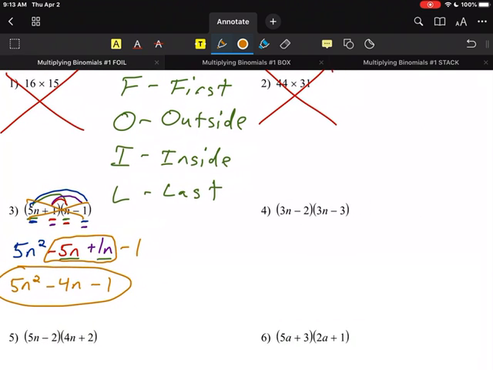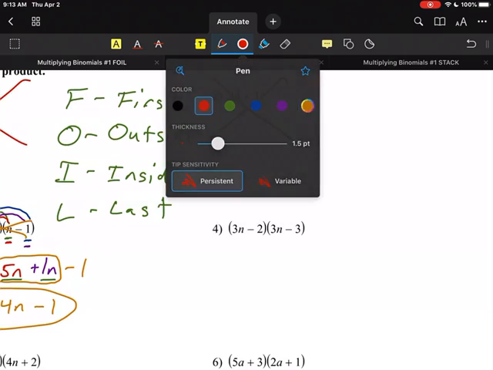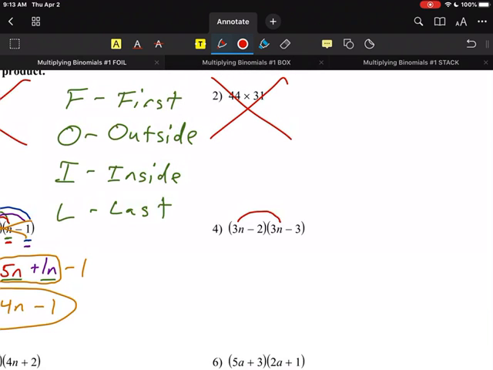I'll do number 4 using the FOIL method as well, okay? So you do 3n times 3n, the first terms, which is 9n squared, okay? I'll give you a hint. It's always a squared in the first term, all right? Then you do the outside term. So 3n times the negative 3, negative 9n. Then you do the inside terms. Okay, negative 2 times 3n, which is negative 6n. And then you do negative 2 times negative 3, which is the last terms, which is a plus 6.